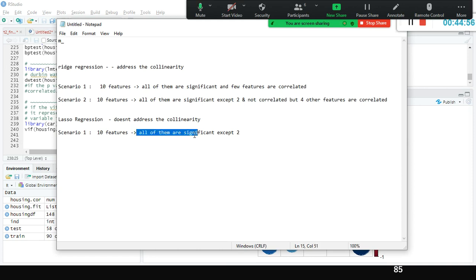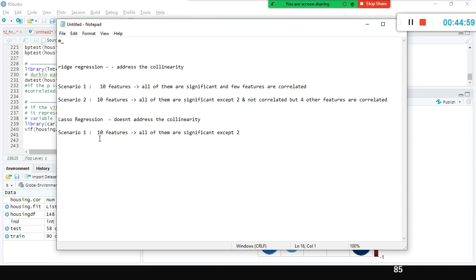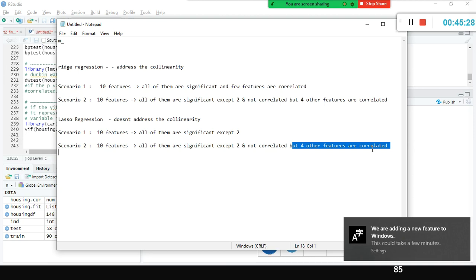So at the end of the day, it does the feature selection, but it is not addressing the collinearity. It includes only the 8 features, and the remaining 2 features it simply knocks out. You can think of it that way. But if I have something like this, it is not addressing the collinearity like ridge regression does. But it does the feature selection.